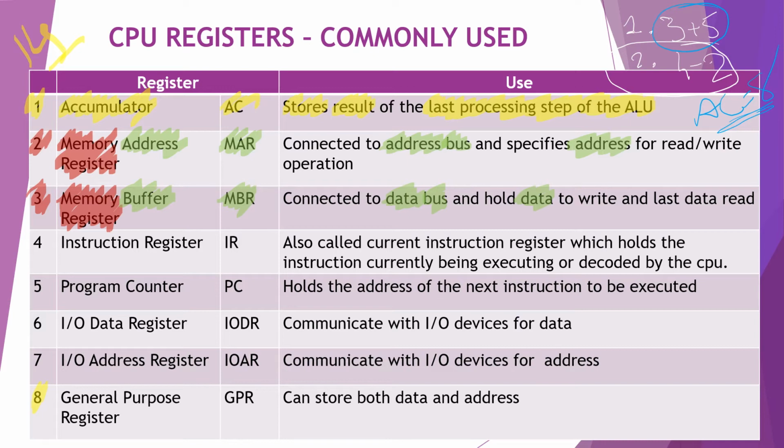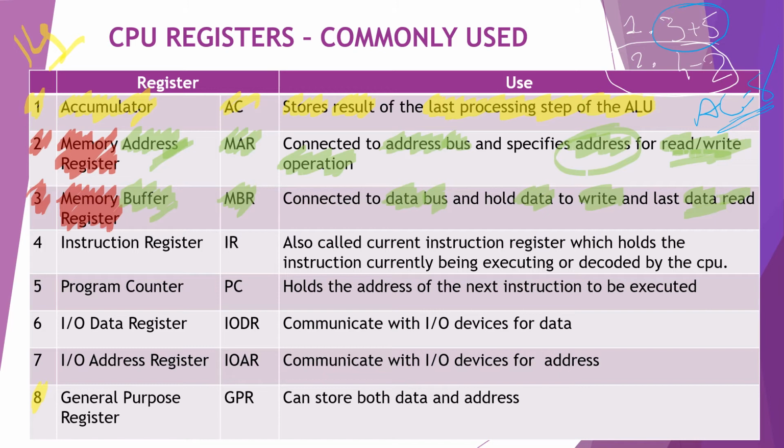Whether we are talking about the address or the data, what we need is this: when we perform a read or write operation, only at that time do we need the address, and only at that time will we have the data, right? So if you are performing a read or write operation, the data will be stored in the buffer temporarily, and whichever operation you are performing, read or write, the address where you want to write or from where you want to read is going to be stored in the MAR register, right? So this is about the MAR and MBR.